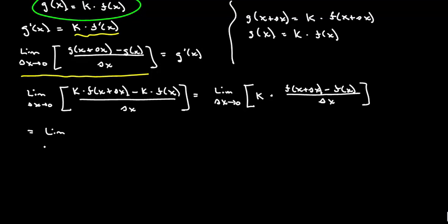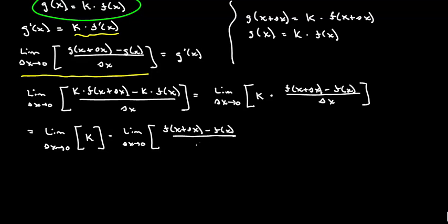We get that this is equal to the limit as delta x goes to 0 of k times the limit as delta x goes to 0 of f at x plus delta x minus f of x over delta x. But this last one is the definition. Well, actually, this first one, k is a constant, so the limit as delta x goes to 0 of k is equal to just k. And this one right here, that is our definition of the derivative of f of x. And so there we go. We've got g prime of x equal to this.